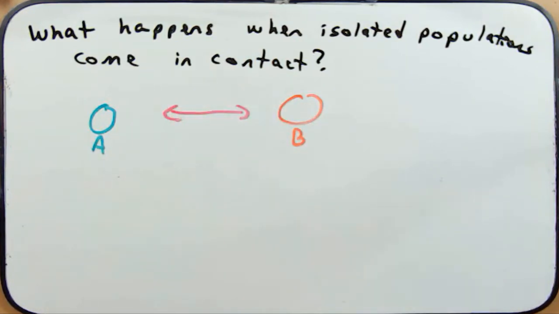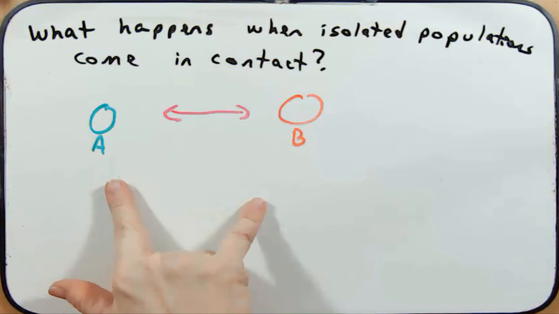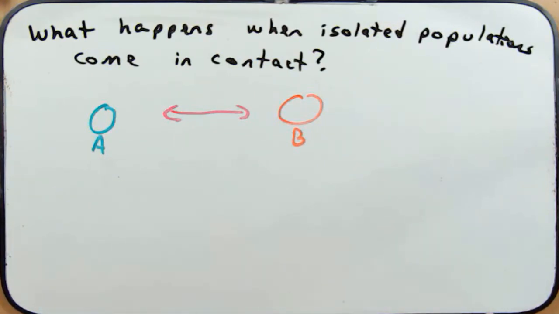Maybe there's been some shift in land formations that have brought them together. Maybe waterways have opened up that have allowed these 2 populations to now come in contact with each other. Maybe humans have brought them in contact with each other. There's lots of reasons that isolated populations could someday share the same area and come in contact with each other. Well, there are 5 different things that could happen, maybe more, but we're going to talk about 5 of them.